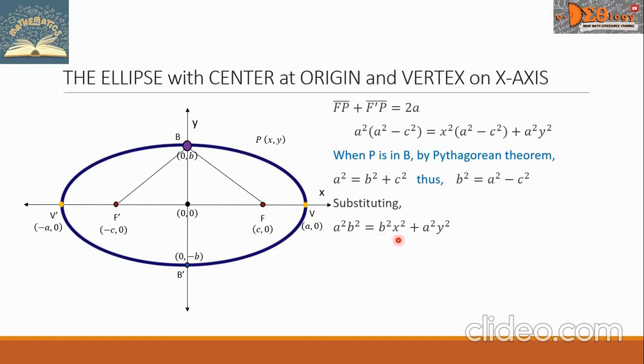And from here, we will divide this equation by A square B square. So it will result to 1 equals X square over A square plus Y square over B square. And when we interchange the right side and the left side members, we will have this X square over A square plus Y square over B square equals 1. This is the equation of the ellipse with center at origin and vertex on x-axis.